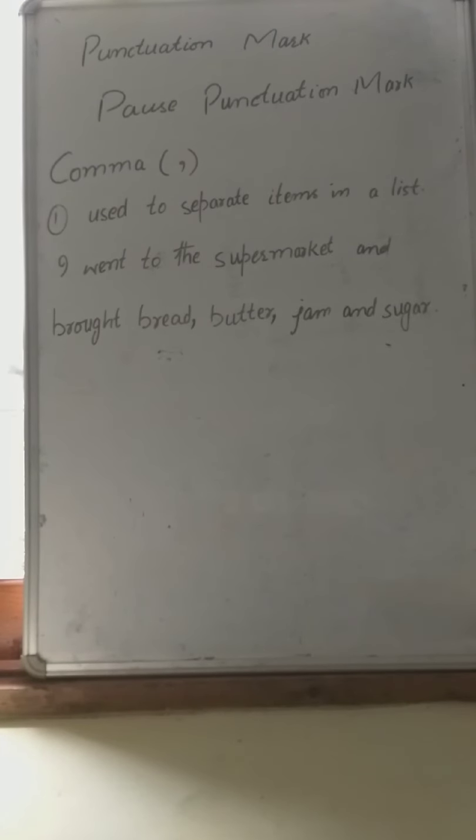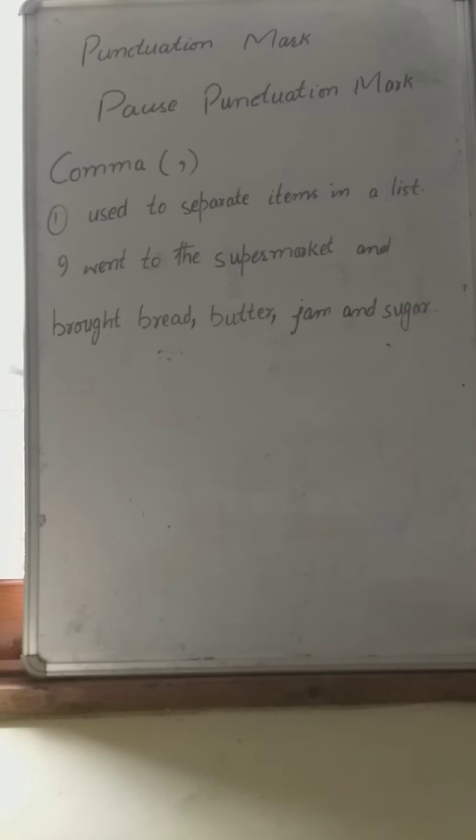First, it's used to separate items in a list. For example, I went to the supermarket and brought bread, butter, jam and sugar. This comma replaces the words "and" or. You could say, "and brought bread and butter and jam and sugar." It's not wrong, but it doesn't sound good. So it's better to use a comma instead of using "and" or.